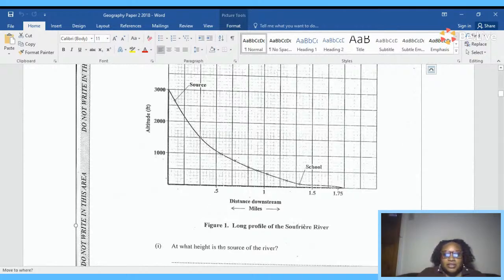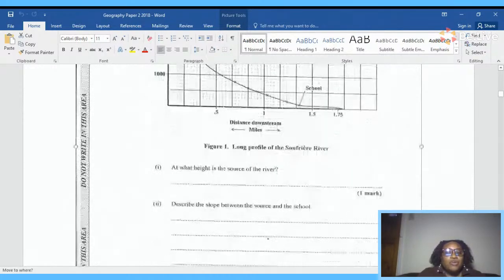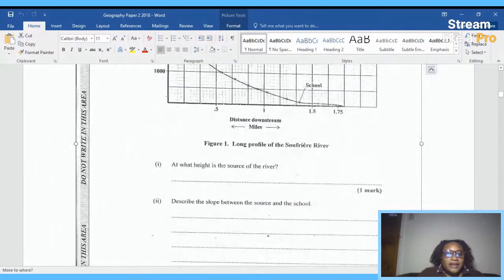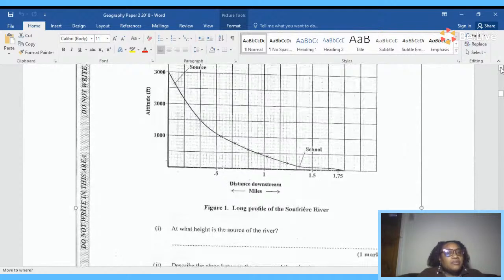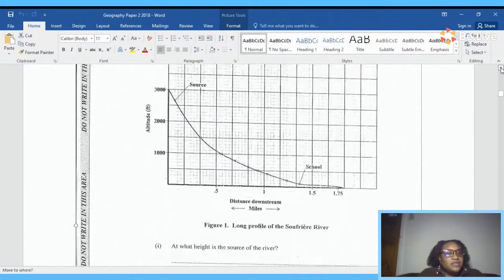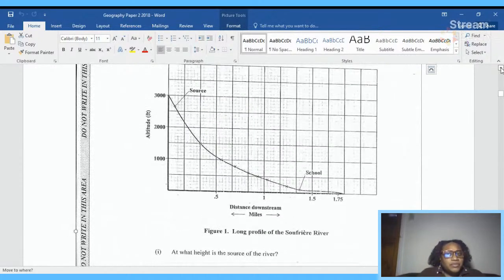We're here to learn. And remember, I said there's no wrong contribution, right? Describe the slope between the source and the school. I hope you all would have done cross sections in school. If not, we can do a little bit of revision. So this question is asking you to describe the slope, right?